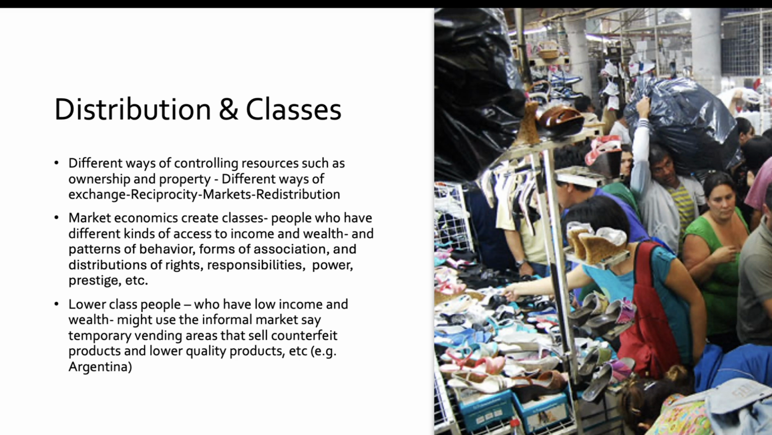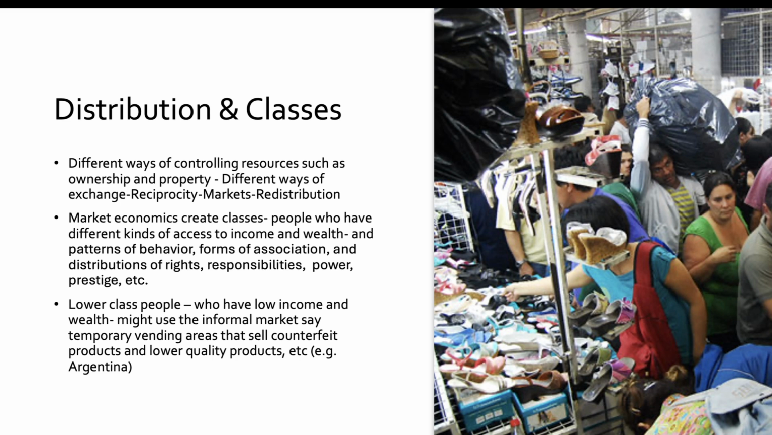Market economies, where a market is used in this distribution, lead to classes, that is, the people in a community, the people that make up a society, beginning to have different kinds of access to income and things like wealth, the value of the things that one owns. We begin to see these different groupings of people with different access to resources behave differently and interact differently. They have different rights and responsibilities and power. So we begin to see an even greater inegalitarian organization of society.